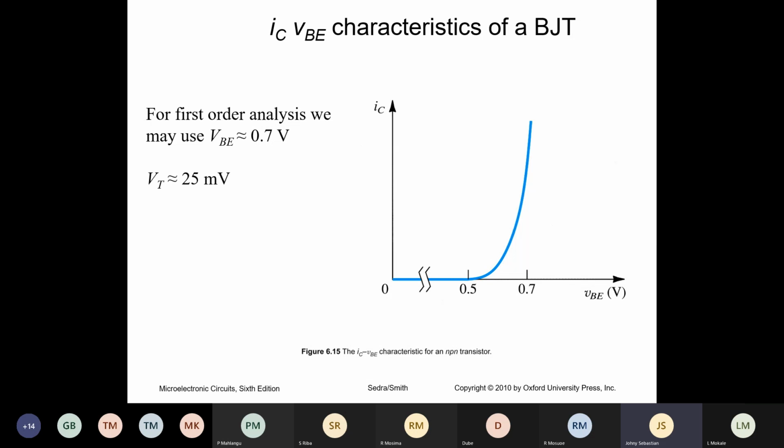For the first order analysis, we may use VBE approximately 0.7 volt. If you know a BJT is conducting, we can take it for granted VBE is somewhere very close to 0.7 volt as in a diode. VT is, of course, 25 millivolt. We treat it as a constant thermal equivalent voltage.